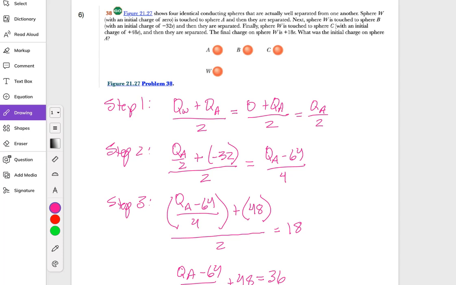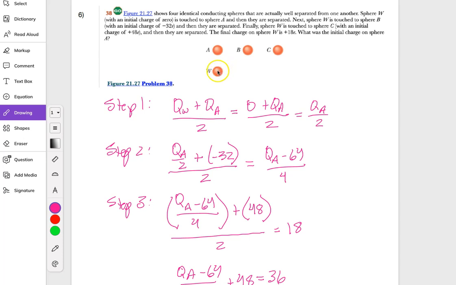The initial charge of W is 0, and they then tell us that we touch W to A. So in step 1, we're going to take W and touch it to A. To find out what the overall charge is, since they both will have the same charge, we add the 2 and divide by 2. We know that QW is 0, so adding that to QA over 2, we end up with a value of QA over 2 for our particle W.